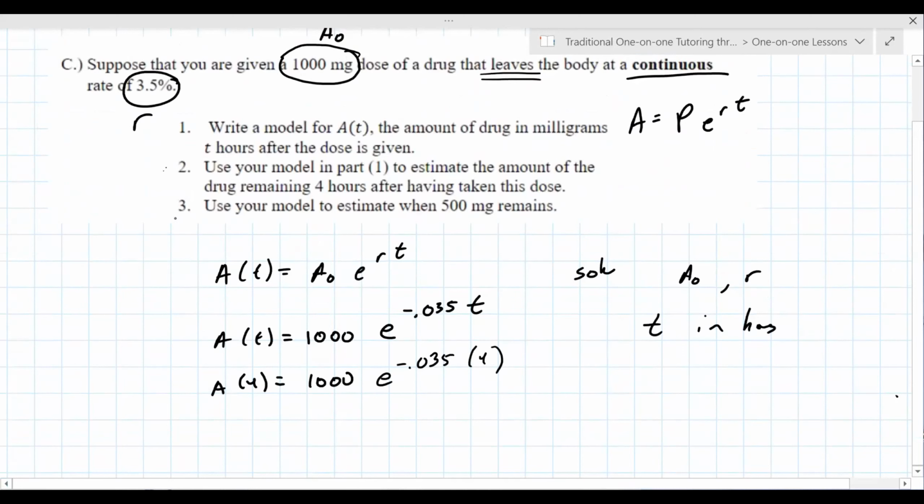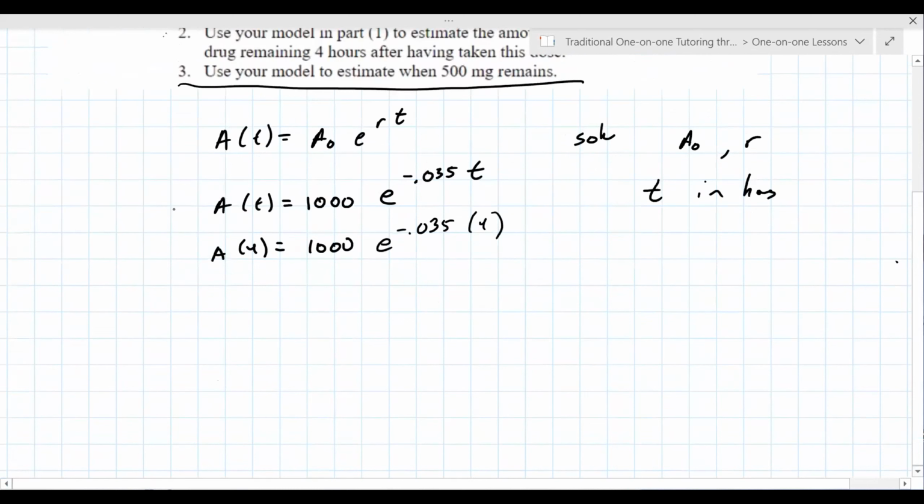Okay. Use your model to estimate when 500 milligrams remain. So this is not even a calculus question. It's telling you that A of t is 500, so you just set it equal and solve for t.